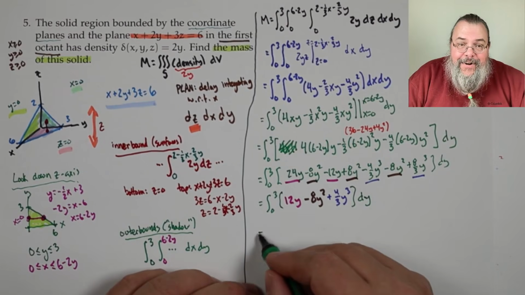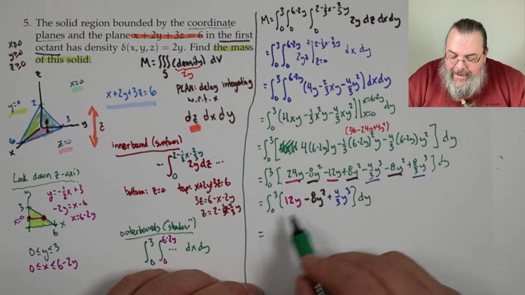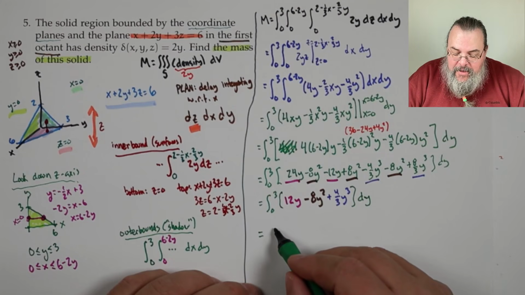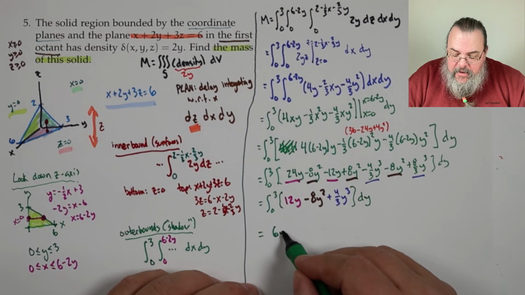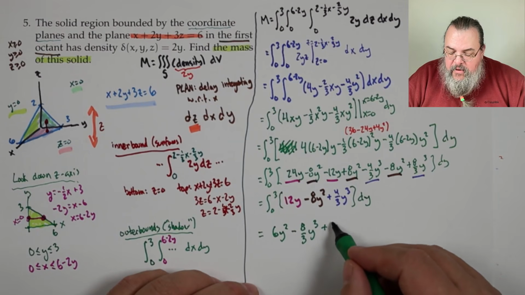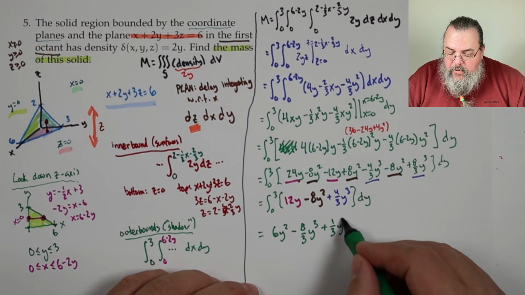So, all right, we're getting near the end. Our last layer: the integral of 12y is 6y squared. Then minus 8/3 y cubed, and plus 1/3 y to the 4th, right?